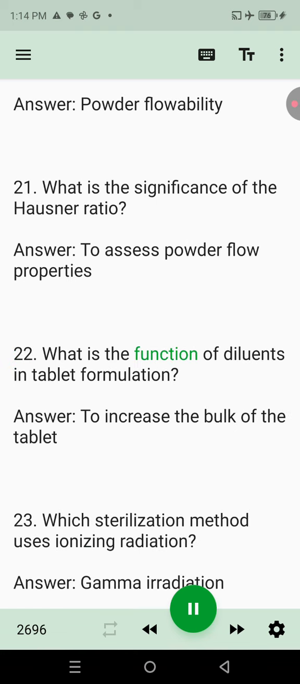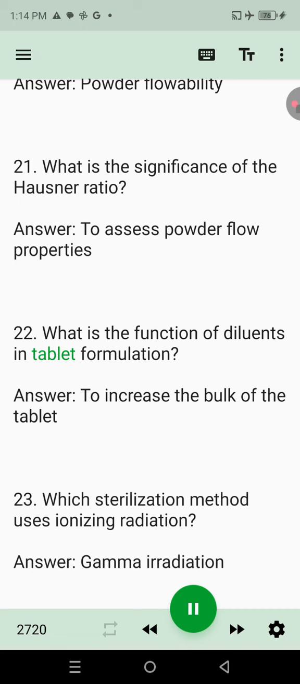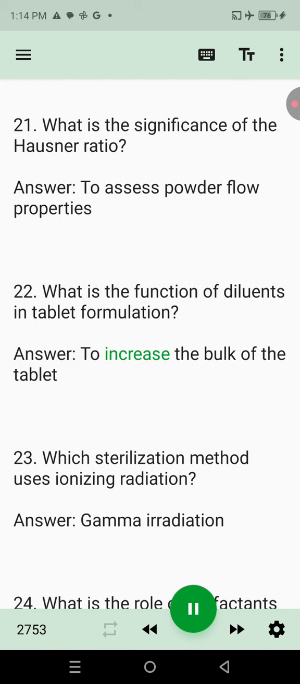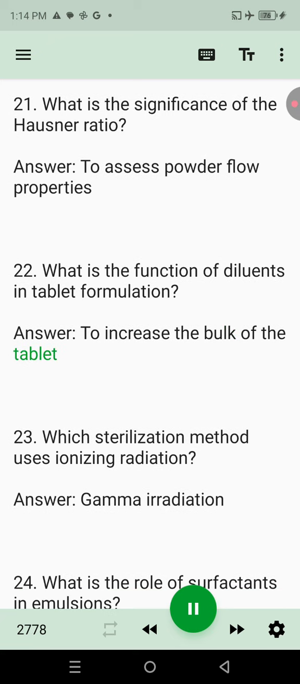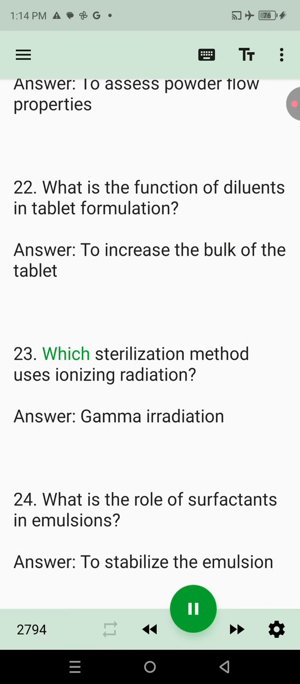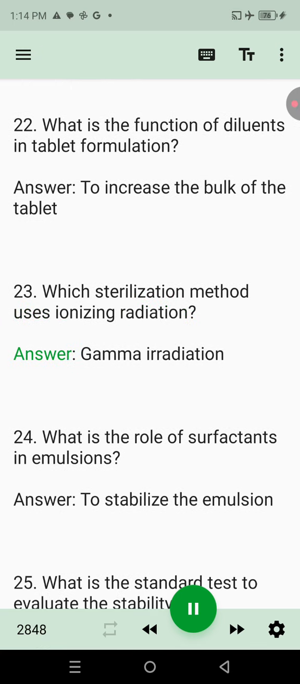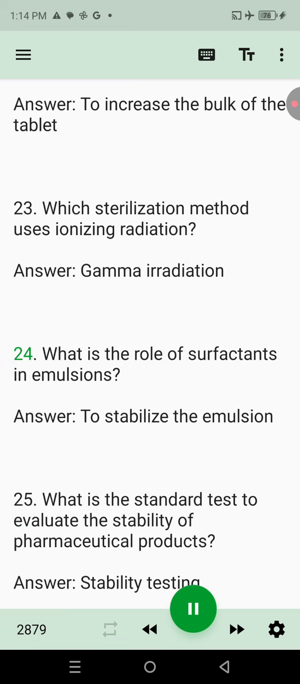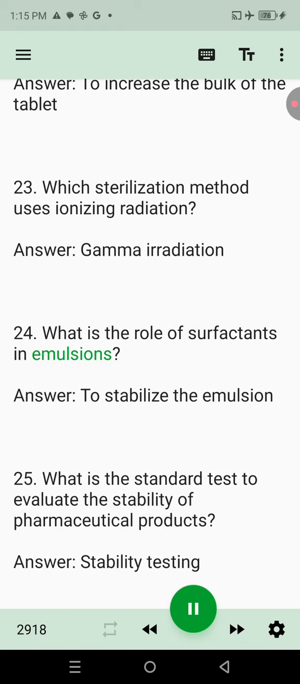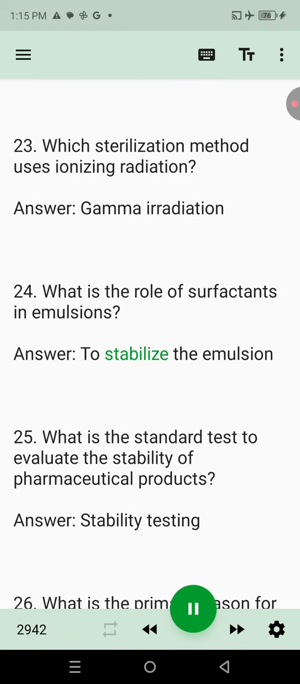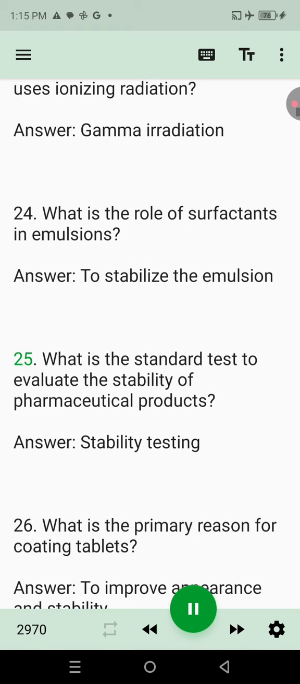22. What is the function of diluents in tablet formulation? Answer: to increase the bulk of the tablet. 23. Which sterilization method uses ionizing radiation? Answer: gamma irradiation. 24. What is the role of surfactants in emulsions? Answer: to stabilize the emulsion.